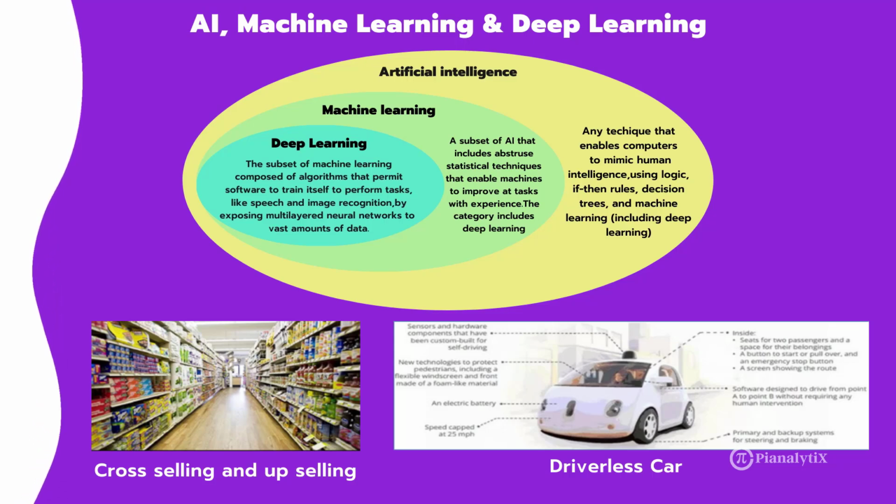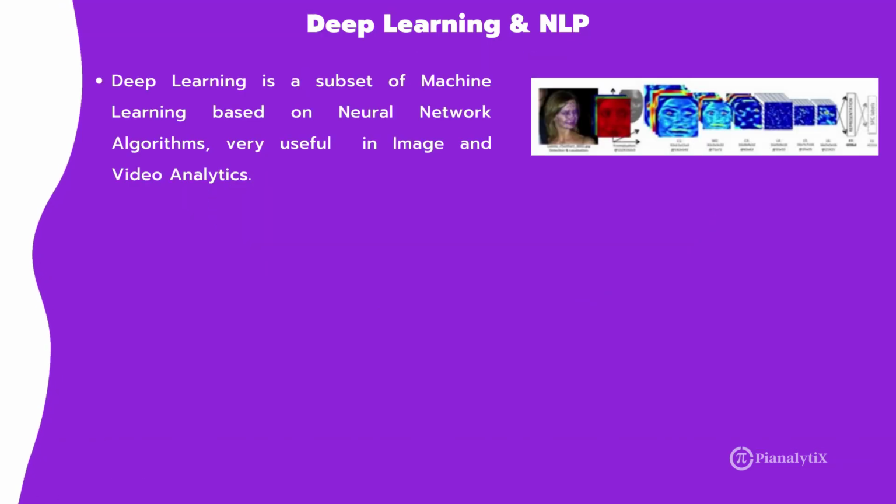Here is the other example, cross-selling and upselling. It is a statistical model using which we can increase the sale based on the data analysis. As I mentioned above, let's see about deep learning and NLP or natural language processing. Deep learning is a subset of machine learning based on neural network algorithms. It is very useful in image and video analysis.